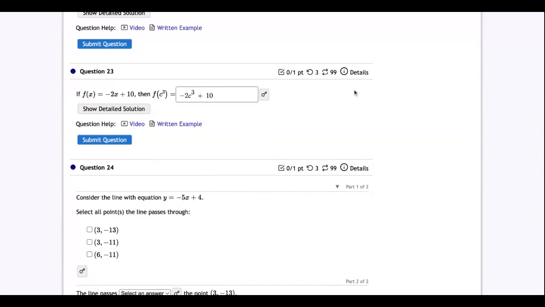Next question. For functions, you always read the input. The function is defined as multiply -2 with the input plus 10. So when the input is anything, it's just multiply by -2 plus 10. Any other questions?